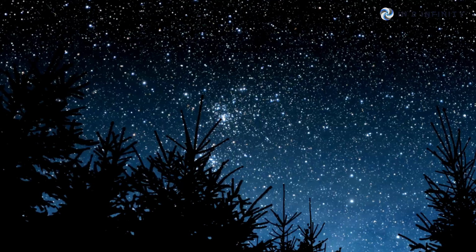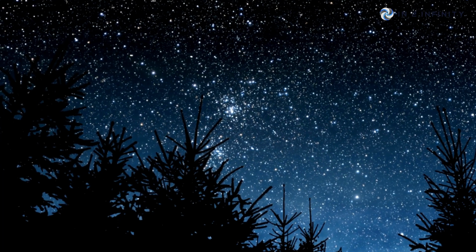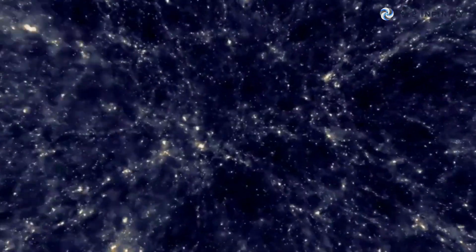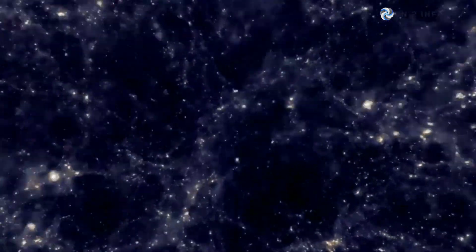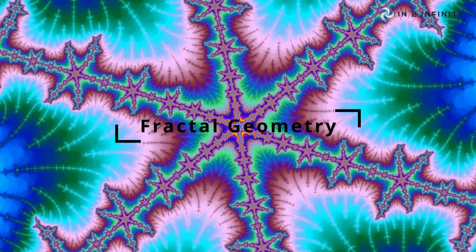When we look out at the sky at night, you'll probably be wondering, oh my god, how far does it go? It goes on and on and on. It's infinite. But is that the only type of infinity? Let's explore some of the concepts within fractal geometry.